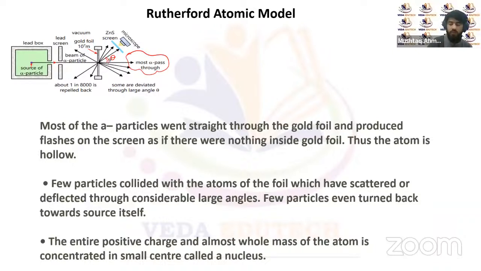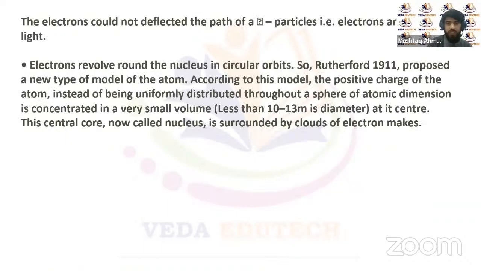right? So there were zero deflections for most of the alpha particles. There were some deflections at an angle of theta, right? Slight deflections. And there were some particles which were deflected at an angle of 180 degrees, right? It was because there was a head-on collision between the nucleus of an atom and the alpha particle, right? So from this experiment, Rutherford detected the nucleus of an atom, right?